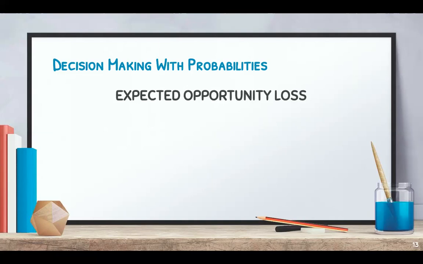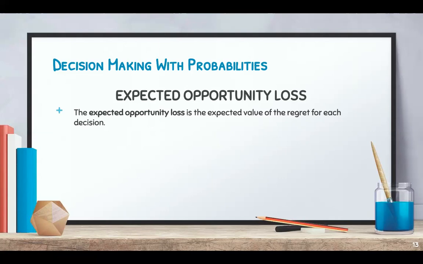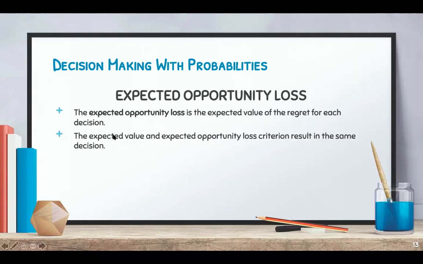Next is for expected opportunity loss. So para rin siyang regret, pero yung bawat regret, imumultiply lang natin with probability. So the expected opportunity loss is the expected value of the regret for each decision. Kasi nga same lang ang meaning ng regret tsaka opportunity loss. The expected value and expected opportunity loss criterion will result in the same decision. So we are expecting na office building pa rin yung magiging answer.